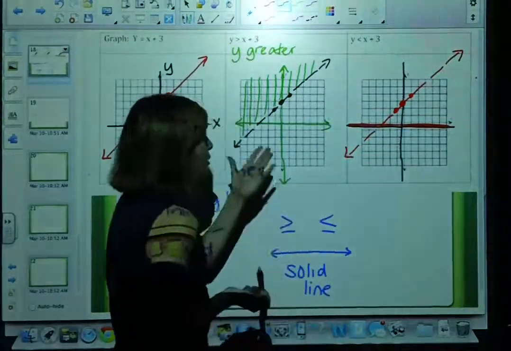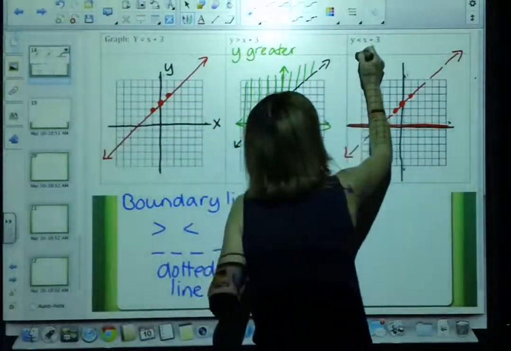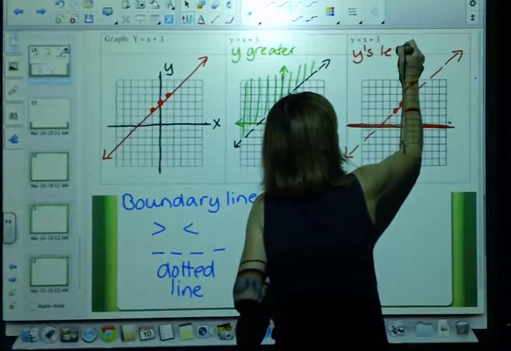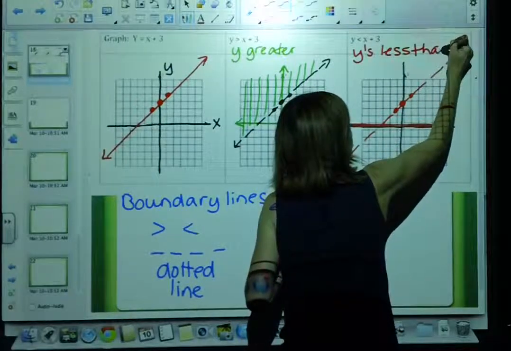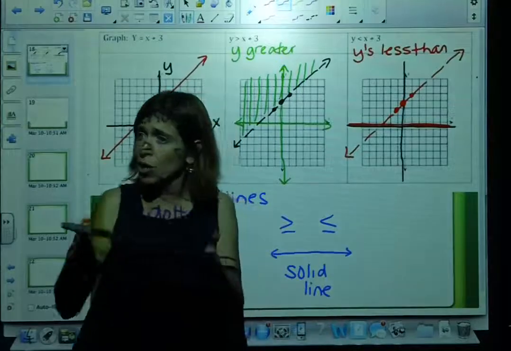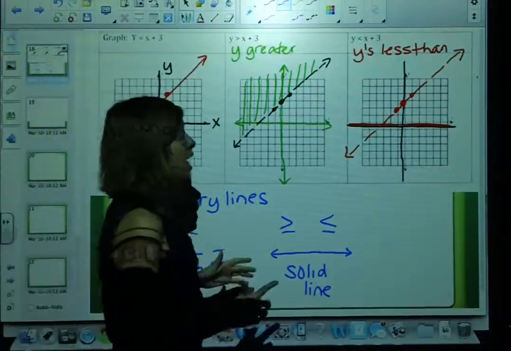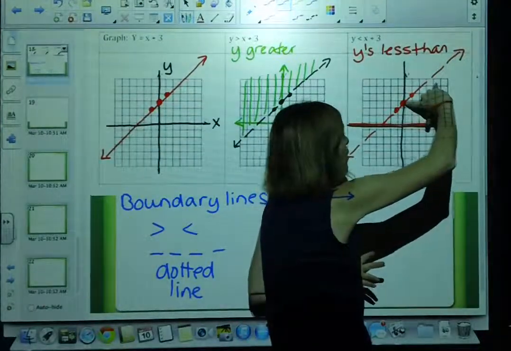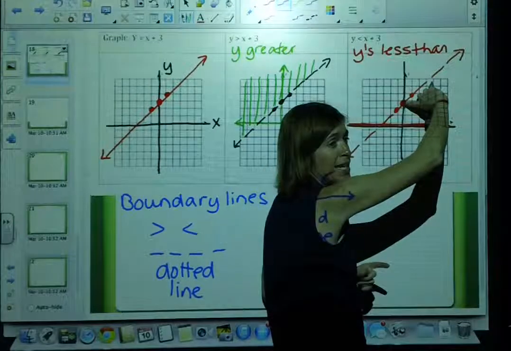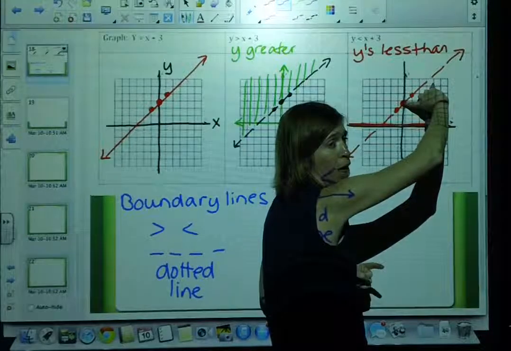All right, now I look at the graph, and this says y is less than, right? So I go to the y-axis, because everything you want to do is based on y. From the y-intercept, y is less than. Guys, are they going to be above or below?